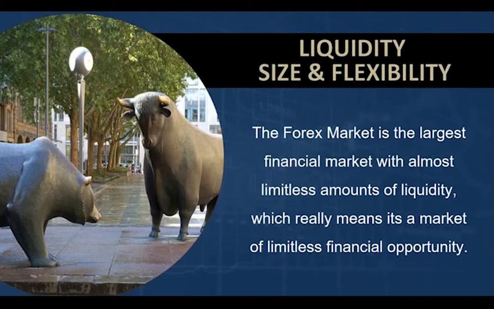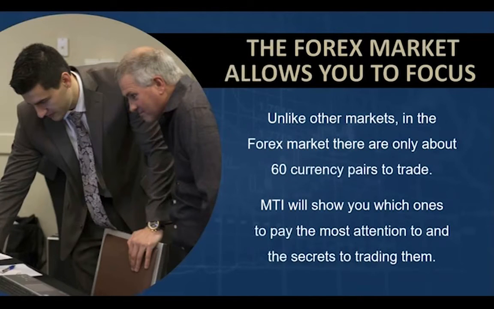Now, one more quick thing before we jump into this. Oops, hold on, let me pull up my chart. There we go. The Forex market allows you to focus. Unlike the stock market, where we have thousands and thousands of stocks you can watch and trade, in the Forex market there's really only 60 different currency pairs that you can watch and trade. The neat thing about this is, because at MTI we have over 20 years of experience in this market, we're going to show you which ones to pay the most attention to. When I pull my charts, I'll show you I look at about 18 of the different currency pairs.